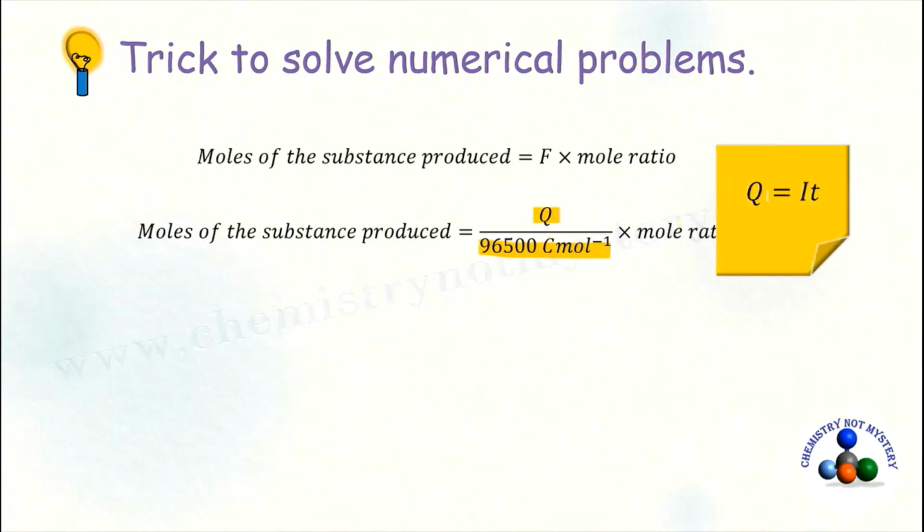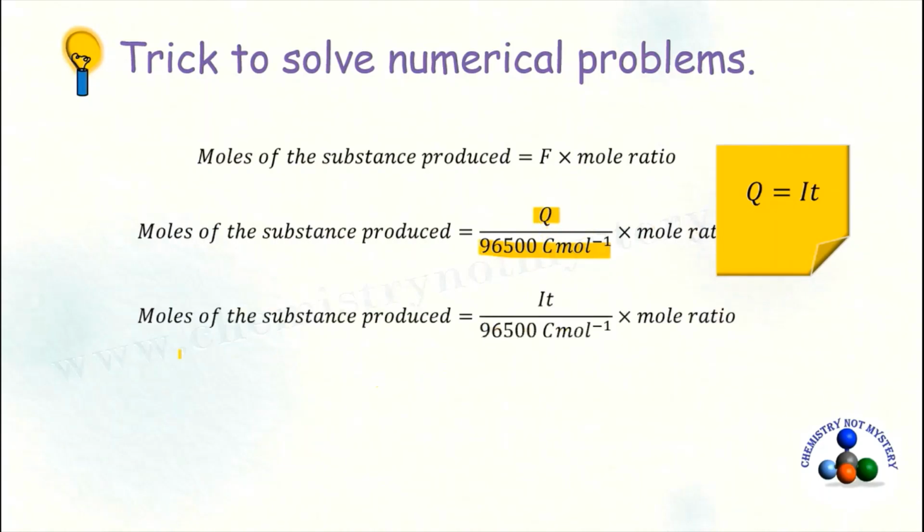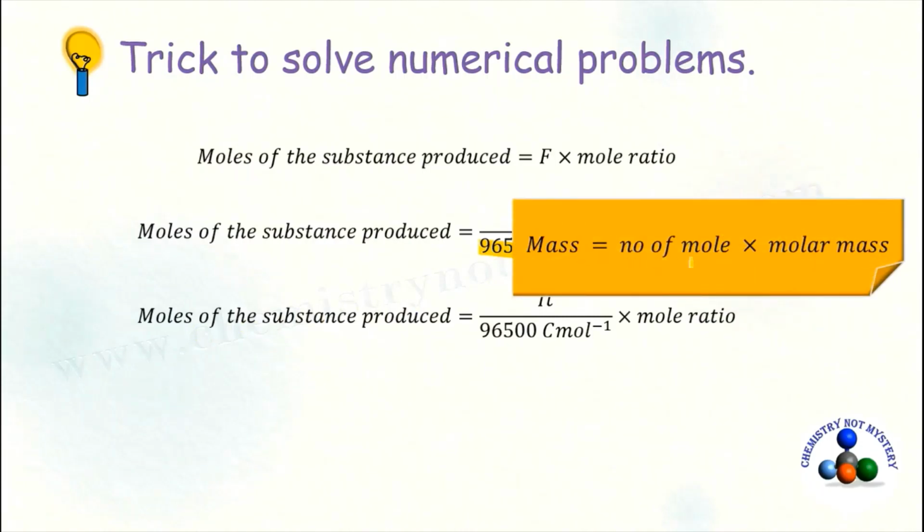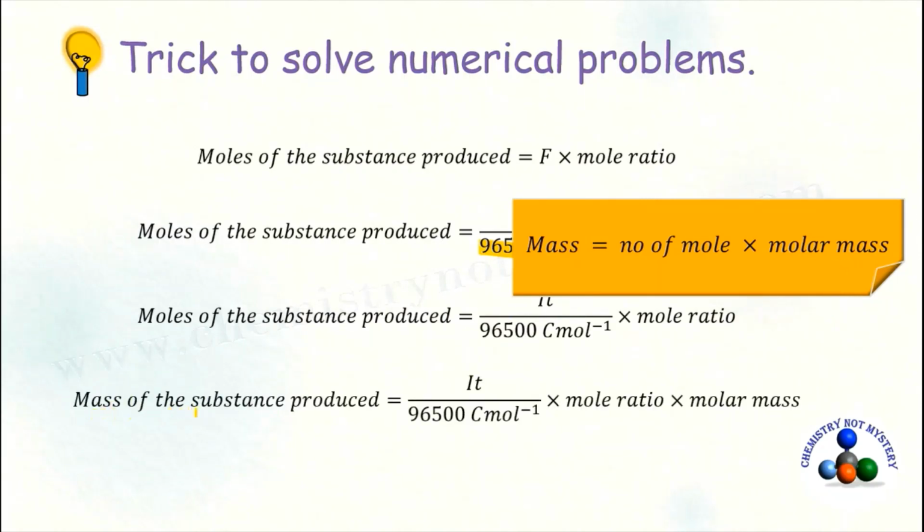And we know Q is equal to I into T. So when you substitute the value of Q in this formula, you will get another formula. Moles of a substance produced is equal to I into T divided by 96500 coulomb per mole multiplied by mole ratio. To calculate mass from the moles, you have to use the formula mass is equal to number of moles multiplied by molar mass. So you will get another formula. Mass of substance produced is equal to I into T divided by 96500 coulomb per mole multiplied by mole ratio multiplied by molar mass. So from this formula, you can directly calculate the mass of a substance produced.